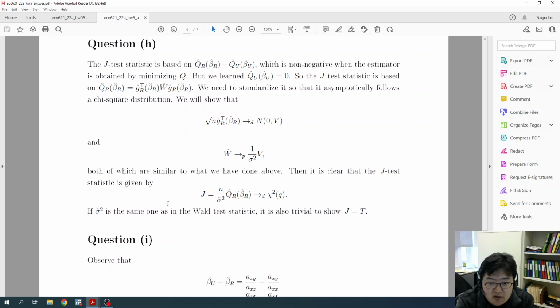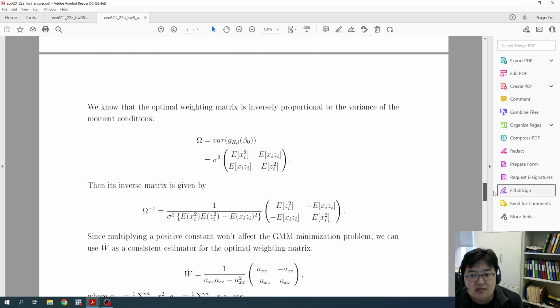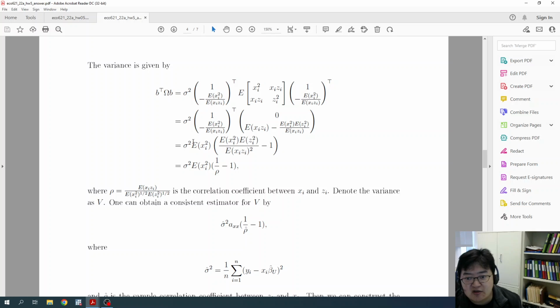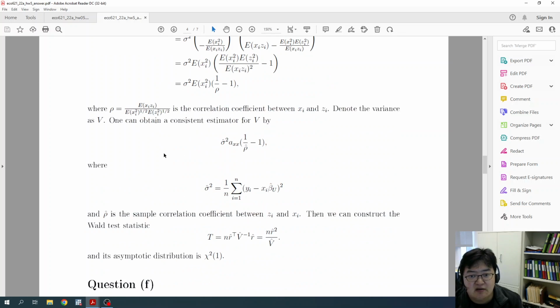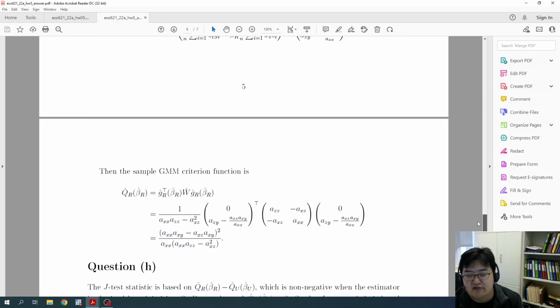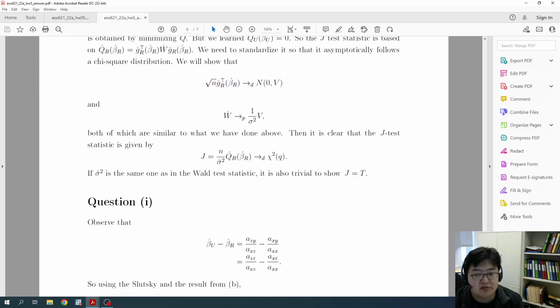If the sigma squared is the same one as in the Wald test statistic, then your J test will be equivalent to the Wald test. That's just a matter of algebra. This is divided by sigma squared. And let's see, Wald test, where did we derive it? Here actually we are deriving something similar. I did not fully derive the Wald test form, but you are going to get something similar, except for sigma squared.